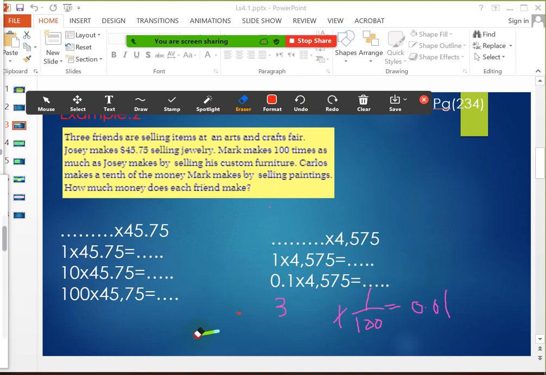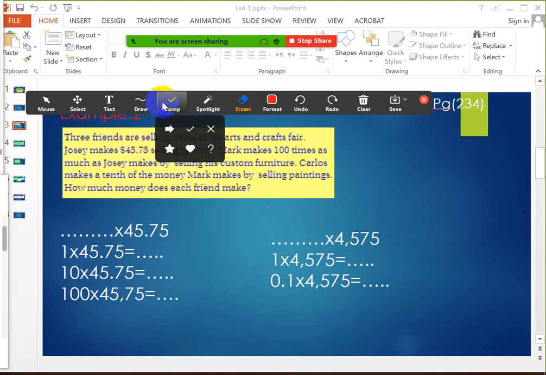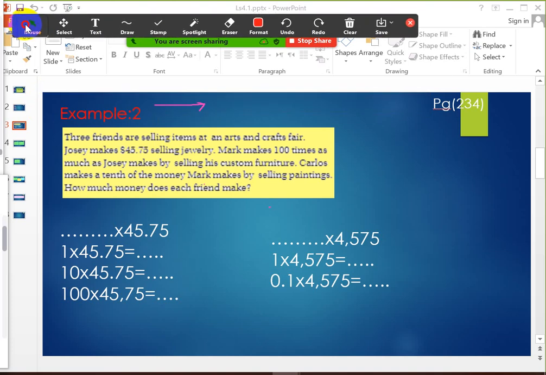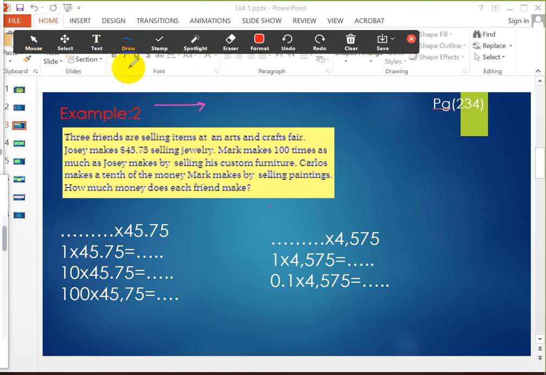So let's read this example or this problem. Just 1 minute, girls. Okay. Now, 3 friends are selling items at an arts and crafts fair. Josie, you know arts and crafts? Something you do in art class.